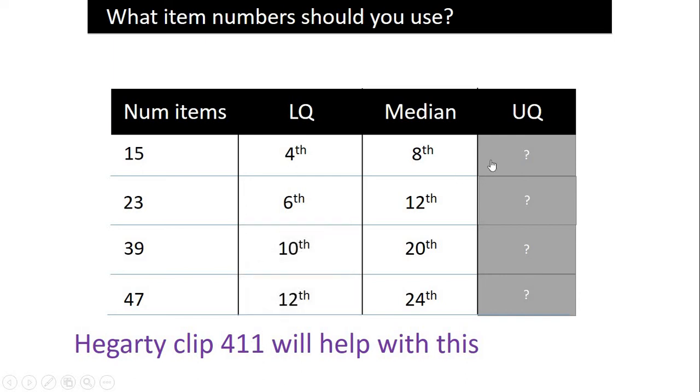For the upper quartile, again you are adding 1 on and finding 75% or 3/4 of it. So 16, a quarter will be 4, 3/4 will be the 12th item. And similarly for the others, the 18th, the 30th, and the 36th.